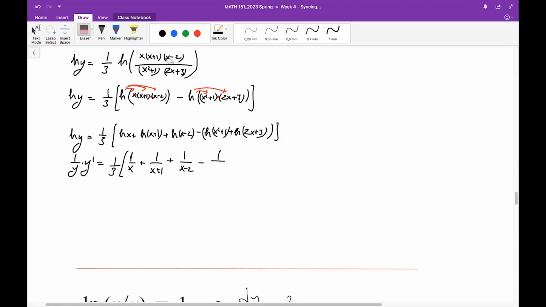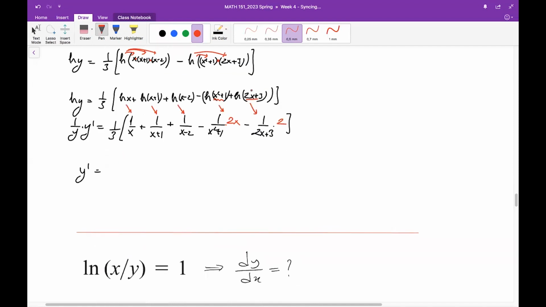And for this one, you should be a bit more careful because you need to multiply by the derivative of the inside part. Multiply by 2x, and this minus applies here. It is minus 1/(2x plus 3) times, similarly, the derivative of the inside part, which is 2. And finally, our aim was to solve for y prime. By the way, these are the derivatives of the corresponding ln's. So y prime is this whole thing multiplied by y, right?